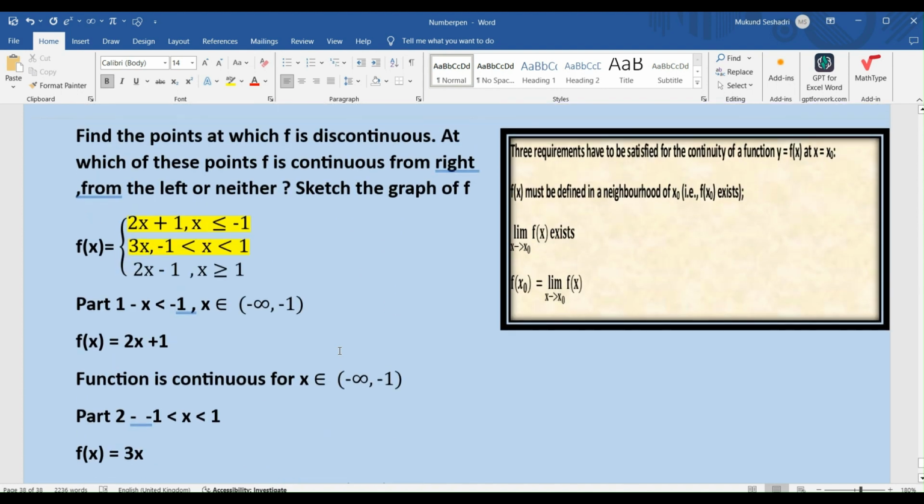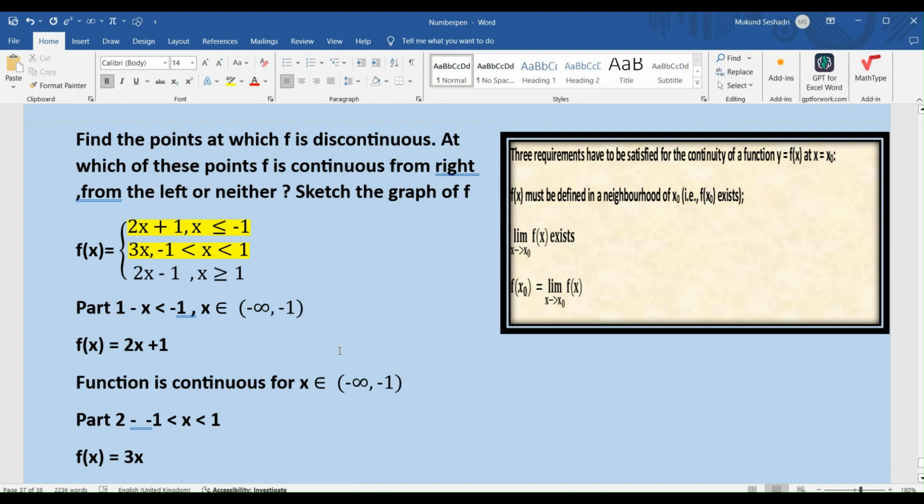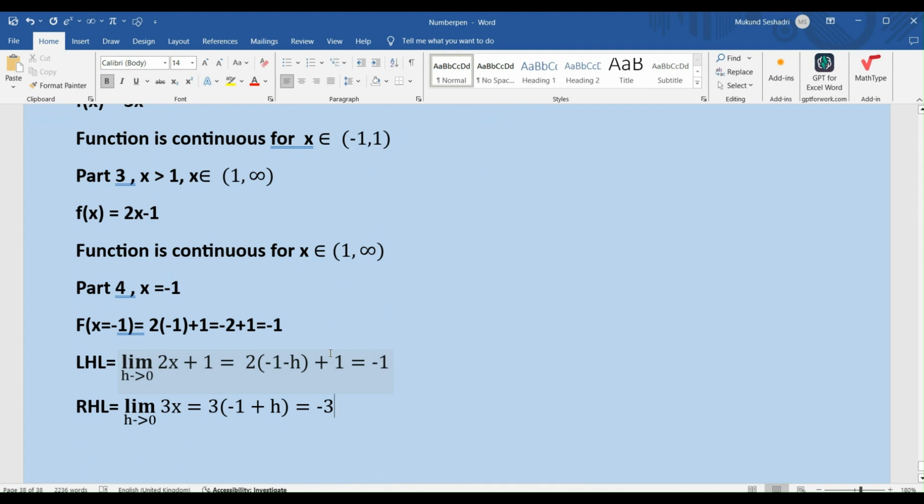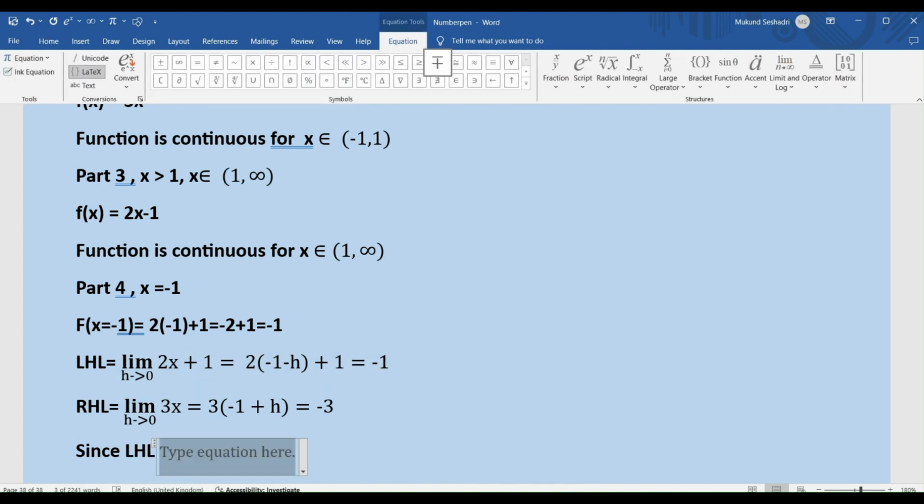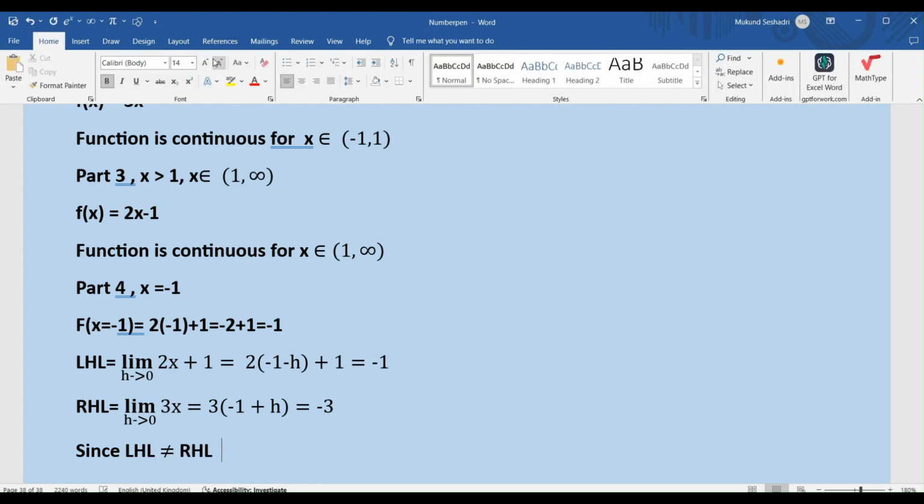And therefore, my condition 2 for continuity is not valid at x equals minus 1, and therefore the function is discontinuous at x equals minus 1, right? So that is how we will have to write this answer. LHL not equal to RHL, limit does not exist and function is not continuous at x equals minus 1, right?